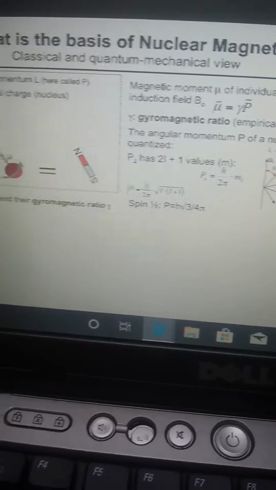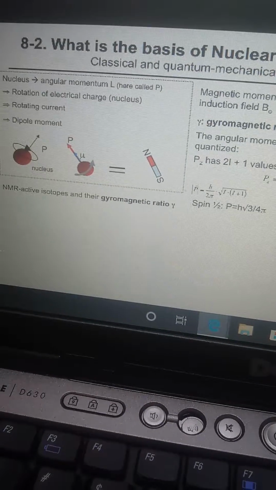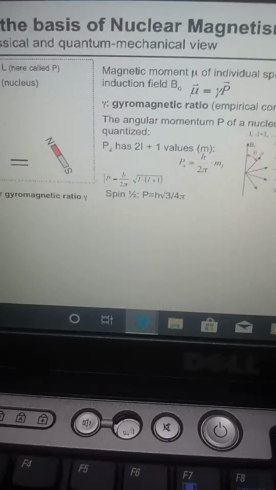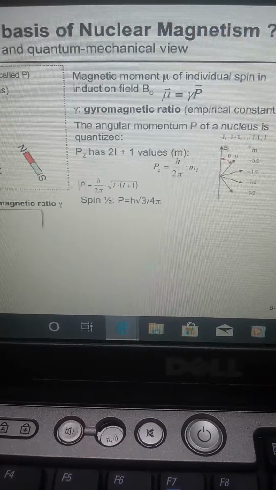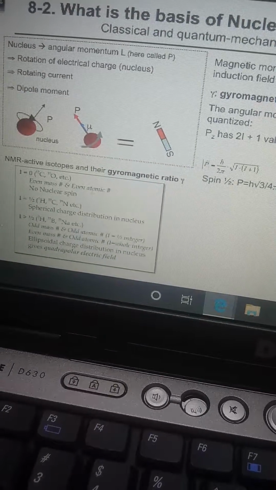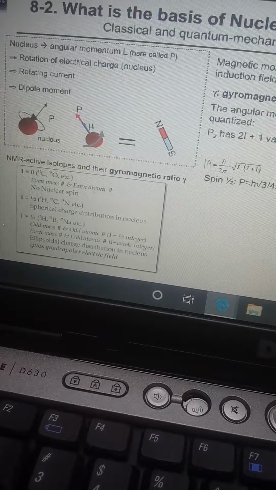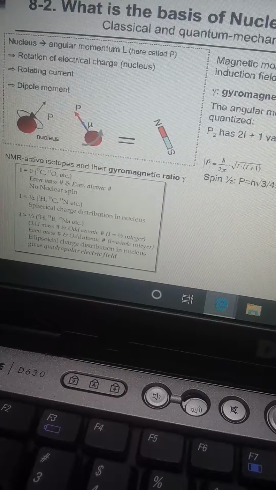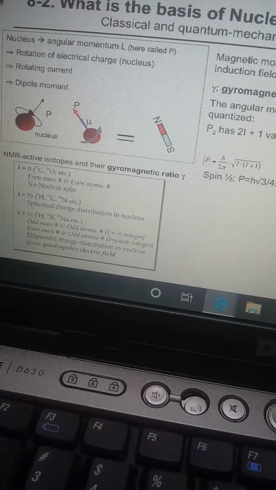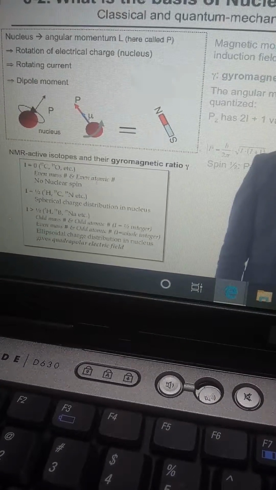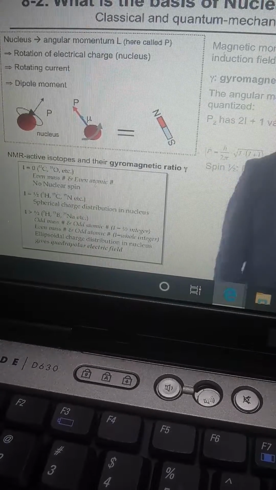So let's look at some isotopes and their gyromagnetic ratio gamma. First, we want to introduce some isotopes that do not carry an angular momentum. Those are carbon-12, oxygen-16, etc. They typically have even mass and even atomic number, so they don't carry a nuclear spin or a nuclear angular momentum. Then we have nuclei with spin 1/2. These are the proton, the hydrogen nucleus, H1, C13, and nitrogen 15. Another one is phosphorus 31. They are characterized by a spherical charge distribution in the nucleus.